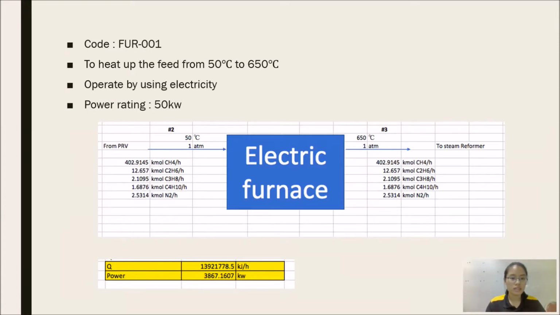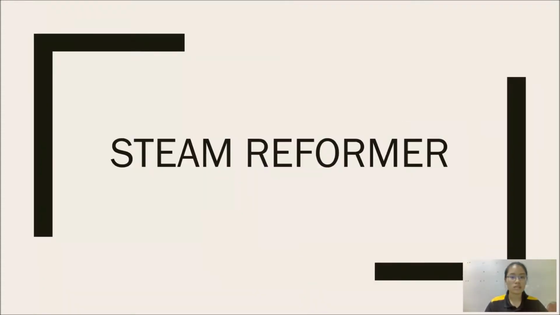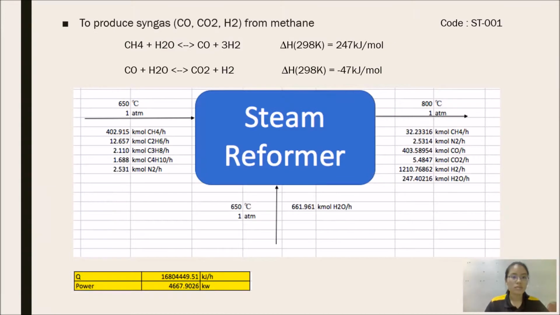And this is the power. The power that we require is 3,800 kilowatt. So after that, the stream will proceed to the steam reformer, and the code of the steam reformer is ST001.